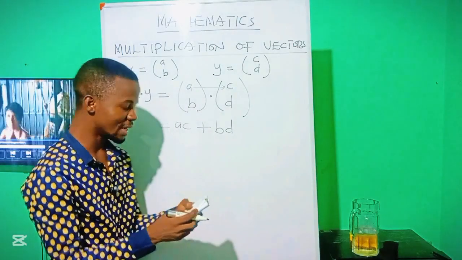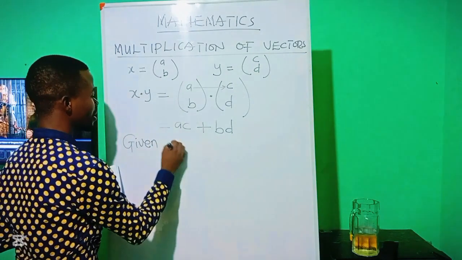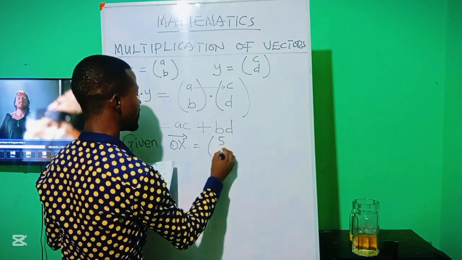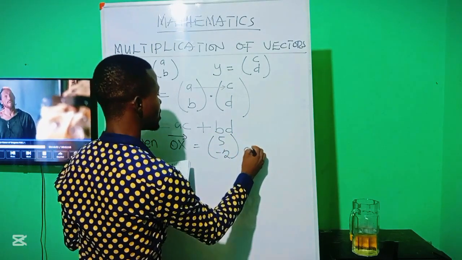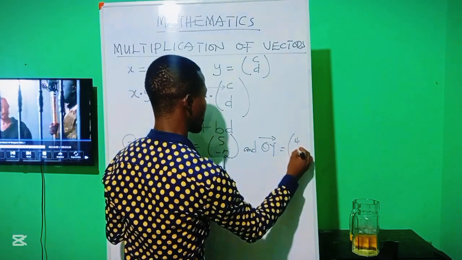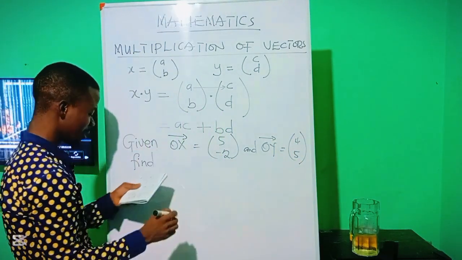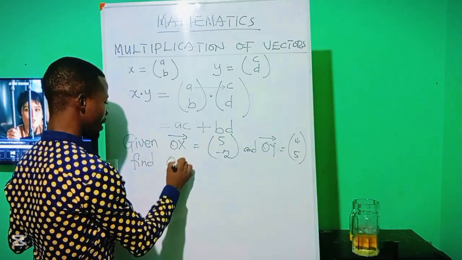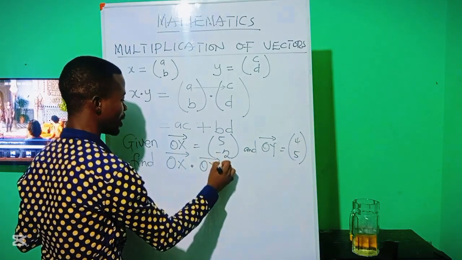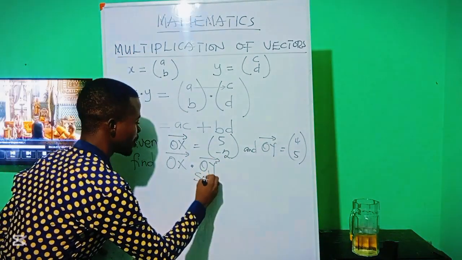So our example here is: given vector ox to be equal to (5, -2) and vector oy to be equal to (4, 5), let us find ox multiplying oy like this. So what do we do? Our solution.